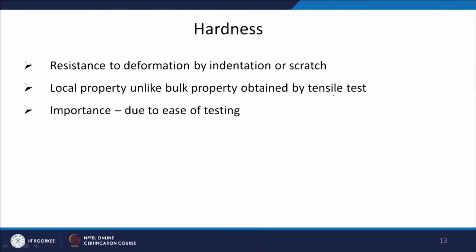Then there is another property which does not actually come under the tensile test. It is a very different property, but an important one which we will see in detail later on, and that is basically resistance to deformation by indentation or scratch. In this case we do not deform the whole material, we deform a very localized region by some indenter, and there we look at the deformation locally. So, we actually measure a local property here, unlike the bulk property obtained by tensile test, but it is a very important one to do a quick evaluation of properties of a material.